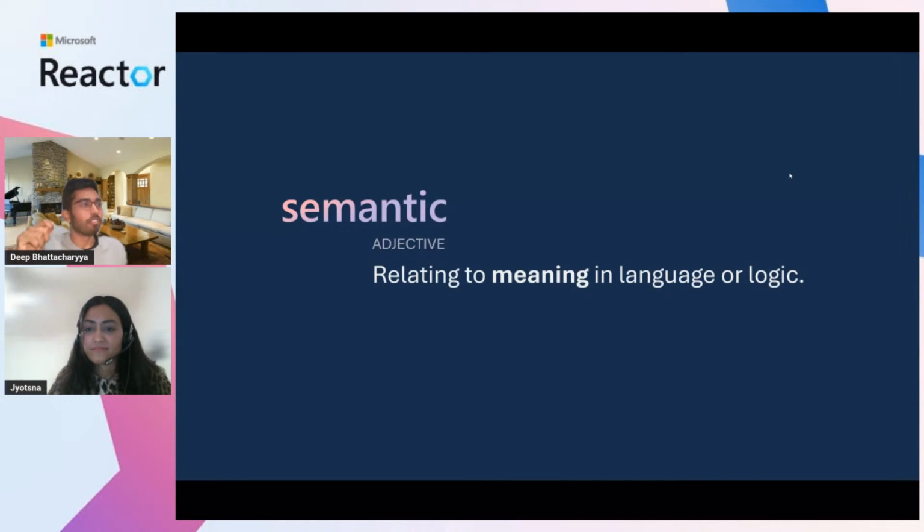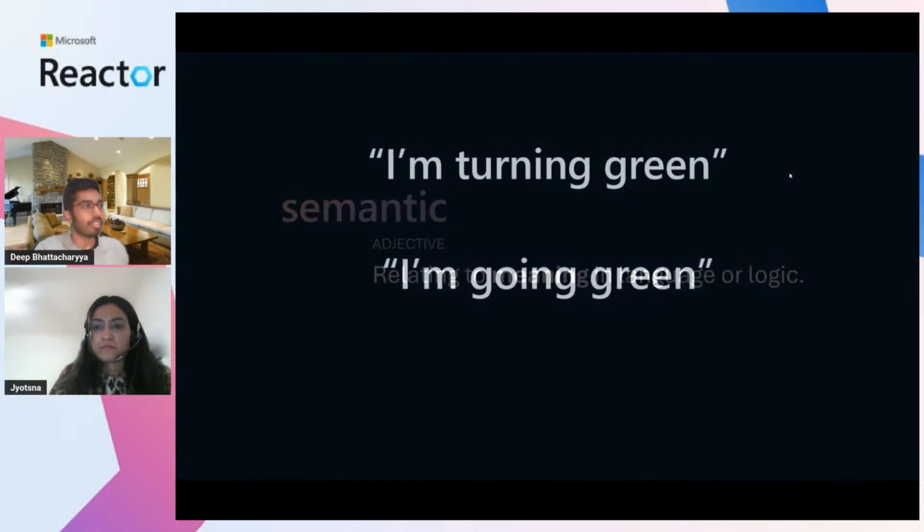Now, this is difficult because different languages will obviously have different words for the word green, and they might have different words for your related words as well. So what we need to do is help computers to understand what is closely related to that word. And this is where semantic search or vector search comes in.